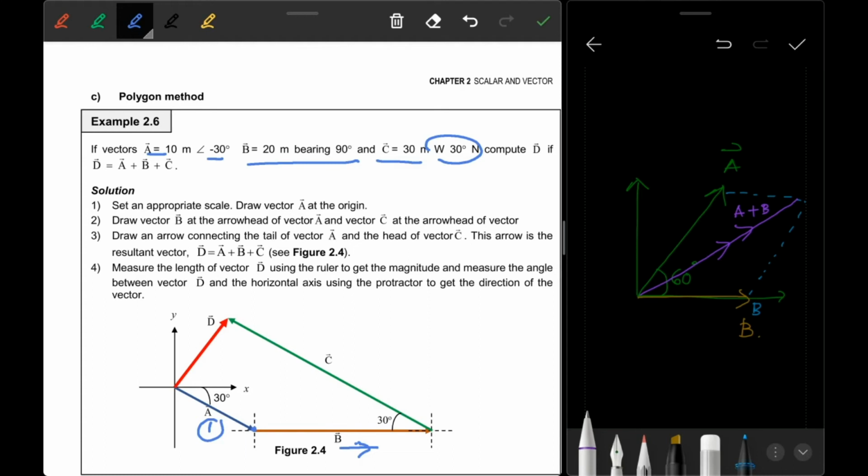Thirty degrees north of west means the angle is measured from the west. Again, the angle is measured from the west. So you draw vector C. Vector C is in this direction. It is in the second quadrant, between the west pole and the north pole. So 30 degrees north of west means from here to here.